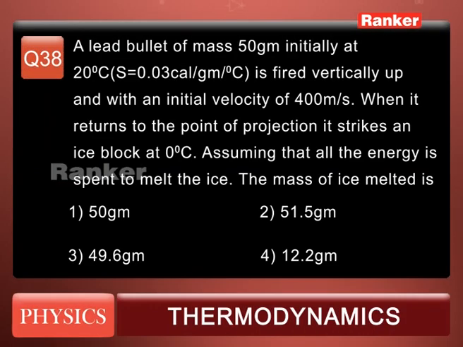Question number 38. A lead bullet of mass 50 gram initially at 20 degrees Celsius. The specific heat of the lead is given as 0.03 calorie per gram per degree Celsius. It is fired vertically up with an initial velocity of 400 meter per second. When it returns to the point of projection, it strikes an ice block at 0 degrees Celsius. Assuming that all the energy is spent to melt the ice, the mass of ice melted is: first option 50 gram, second option 51.5 gram, third option 49.6 gram, and the fourth option 12.2 gram.